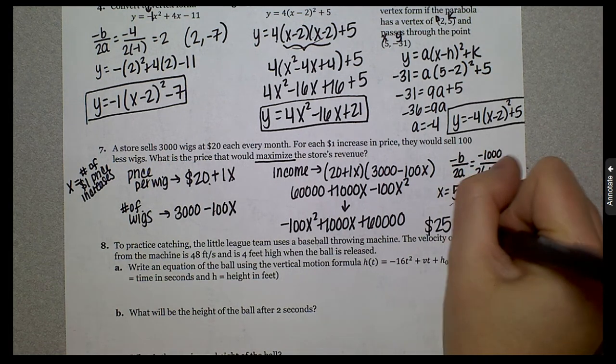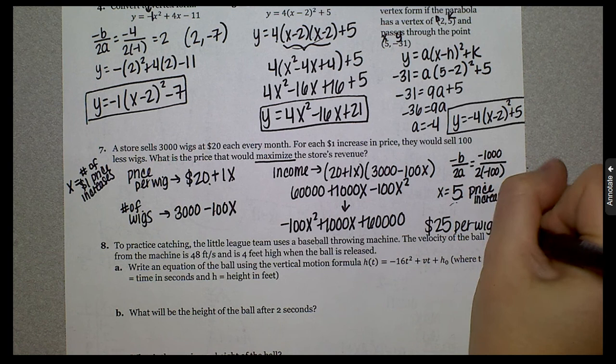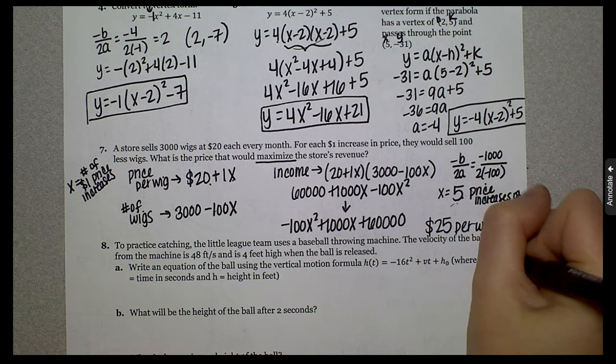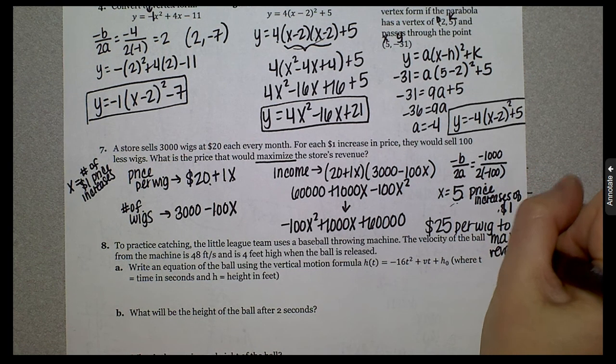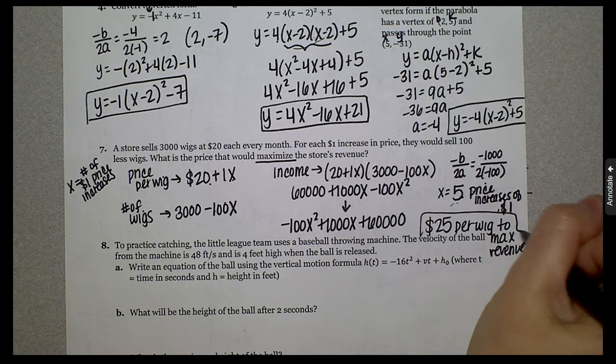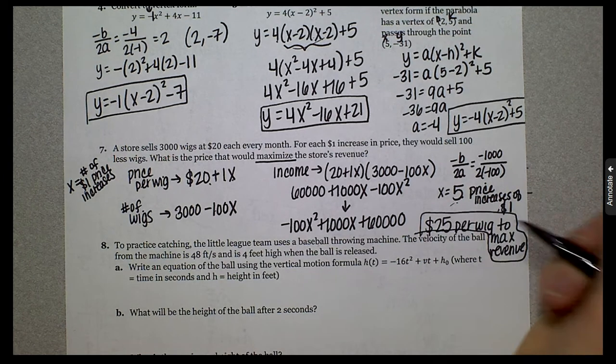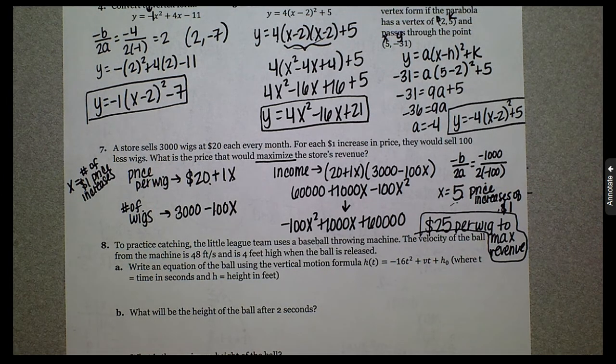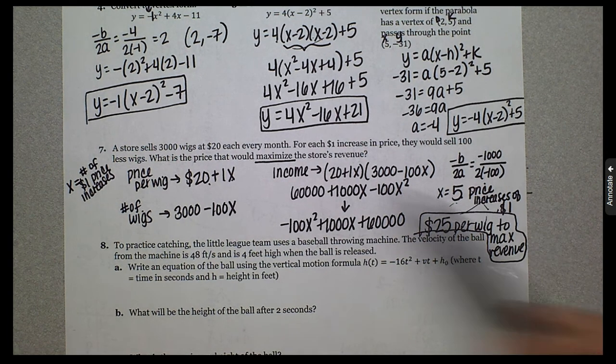$25 per wig to maximize revenue. Okay. So in that one, once you get the equation, it's kind of easy. It's just so I can find the vertex, no problem. Or find the first part of a vertex and then plug it back in.